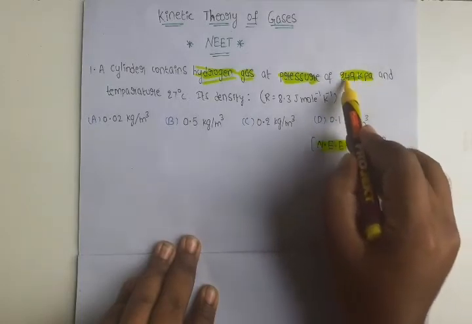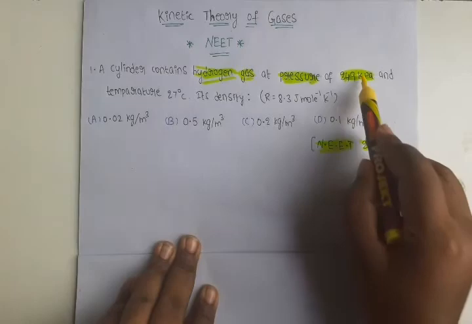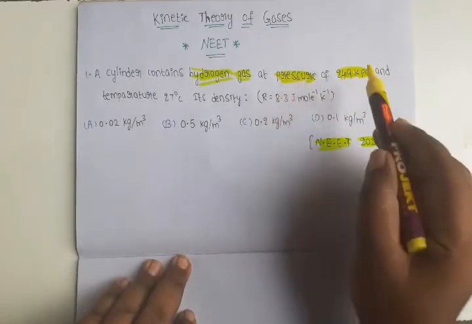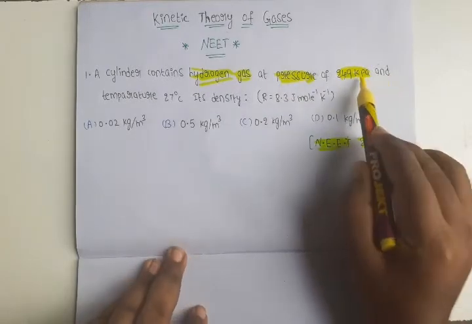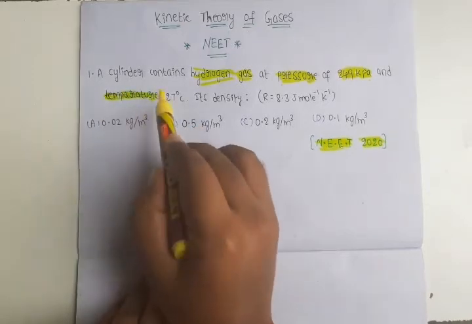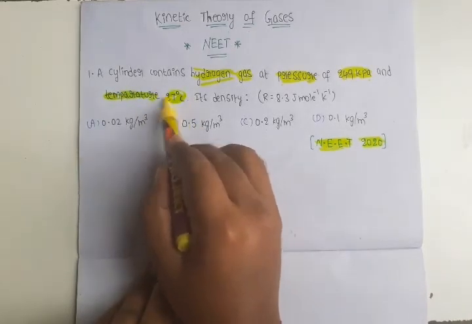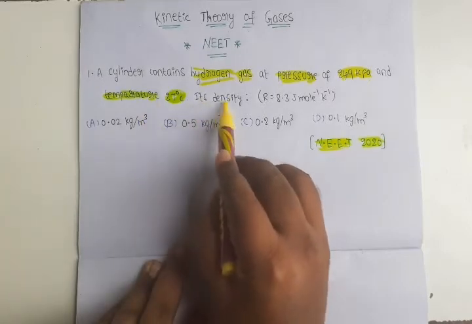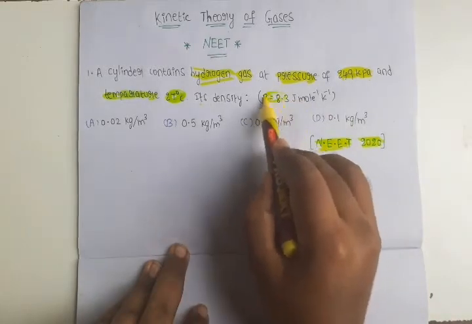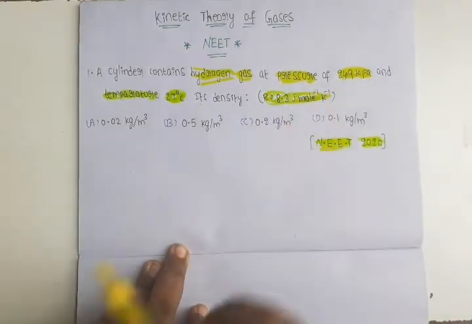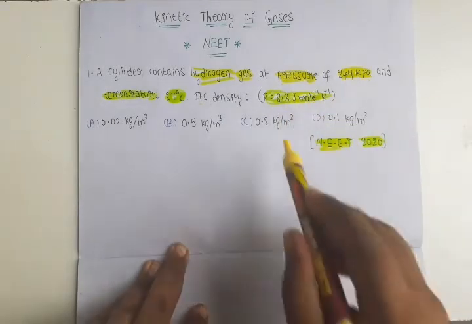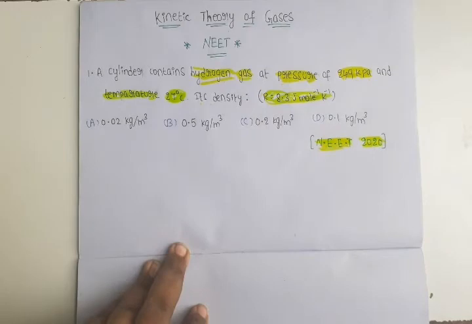249 kPa. kPa units means kilo Pascal. Okay, units of the pressure is Pascal. kPa means kilo Pascal, and temperature 27 degree centigrade. Its density. So we are going to find the density, and also R value, R equal to 8.3 joule mole inverse Kelvin inverse. R means universal gas constant.